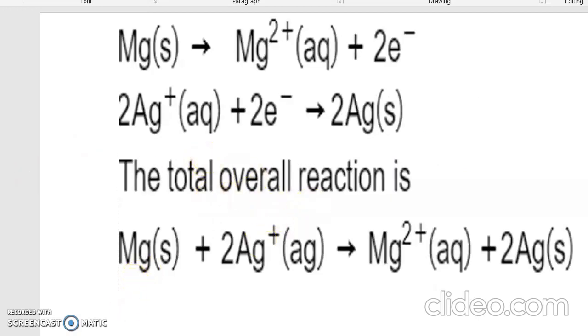Next is writing the chemical equation. Mg loses 2 electrons and becomes Mg2 plus. Those 2 electrons will be taken up by 2 Ag plus because 1 Ag has only one positive charge, but magnesium is giving 2 electrons. So 2 Ag plus gains 2 electrons and changes into Ag. Electrons you can cancel, just add these. Magnesium plus 2 Ag plus in the reactant side, product side Mg2 plus and Ag.